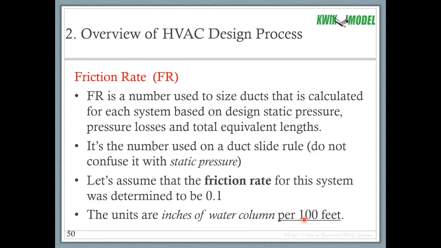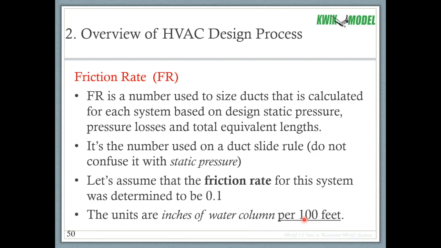You need to know what kind of duct it is. Is it flex? Is it sheet metal? Is it duct board? Okay, so this example is all flex duct, so we'll make sure we got that straight. The next number you need is your airflow. How much air are you trying to move? And then the third number you need is something called a friction rate. And a friction rate is the number used to size ducts, and it's calculated for each system based on that system's design static pressure, pressure losses, and total equivalent lengths.